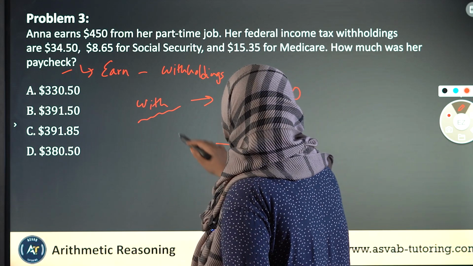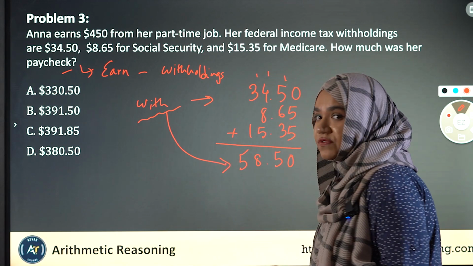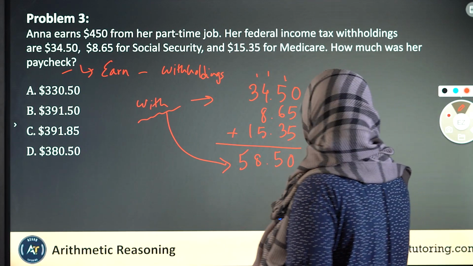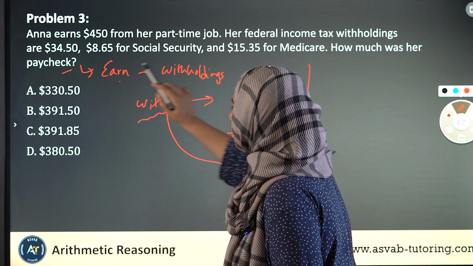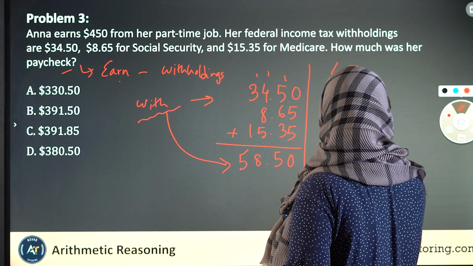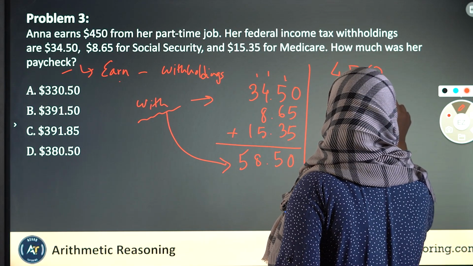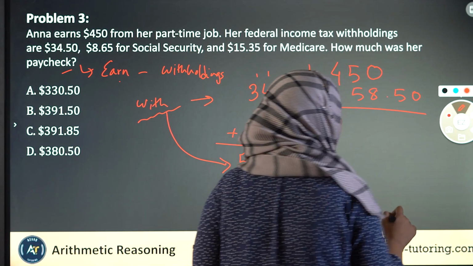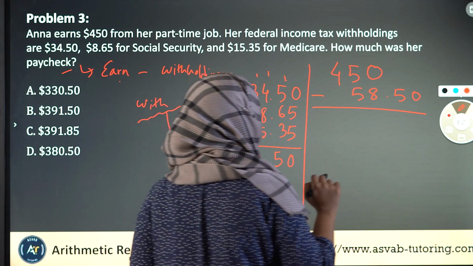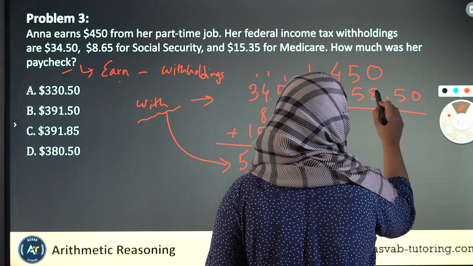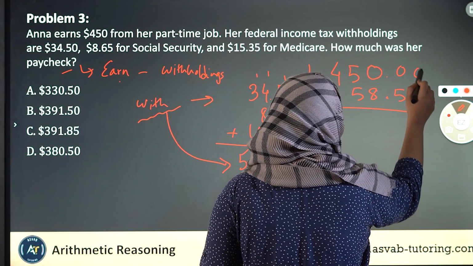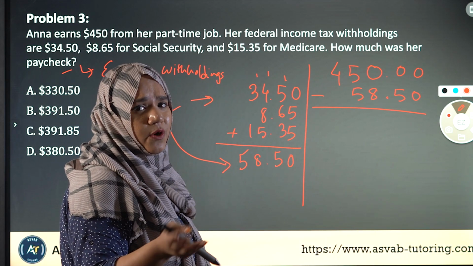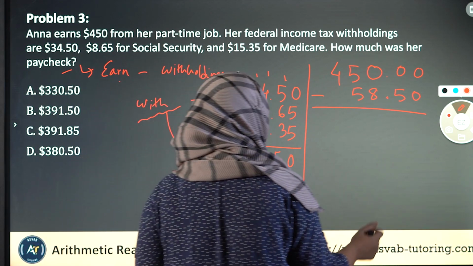So as we can see, the total withholdings is $58.50, all right? However, what's her paycheck? Her paycheck is going to be how much she has earned, 450 minus 58.50. When we do additions and subtractions with decimals, this is something you do need to keep in mind: we need to put all the decimals in the same place, because 450 doesn't have a decimal. We need to put the decimal point right next to the entire number.